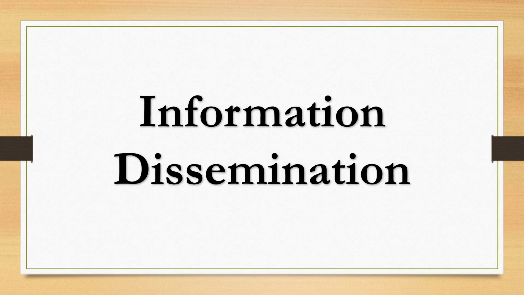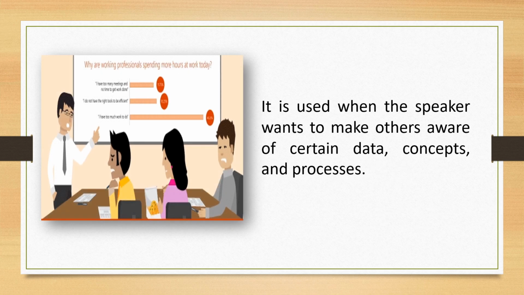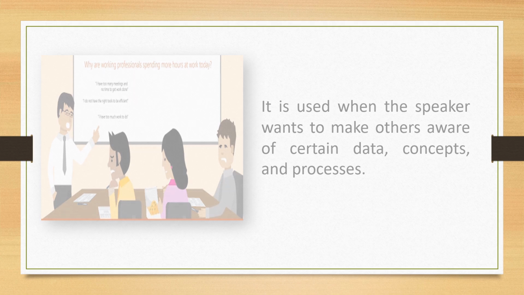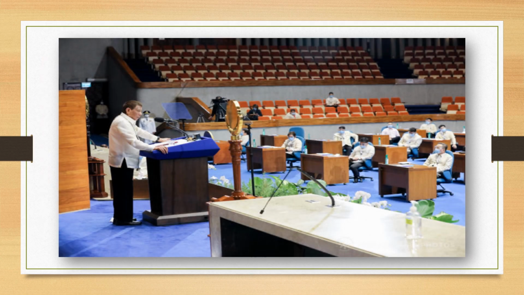The fifth basic function of communication is information dissemination. It is used when the speaker wants to make others aware of certain data, concepts, and processes. It is important to have facts or needed information to come up with a solution to a problem or make decisions by transmitting the data to identify and evaluate alternative choices. When the President delivers a State of the Nation address and when the Mayor presents his strategies and plans in a public forum, communication is used for information dissemination.